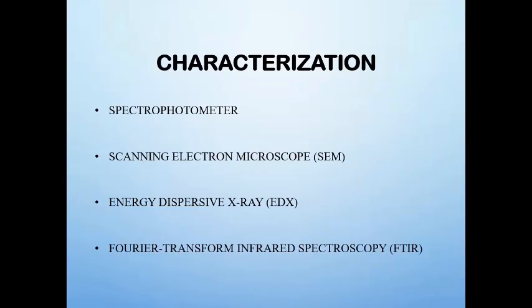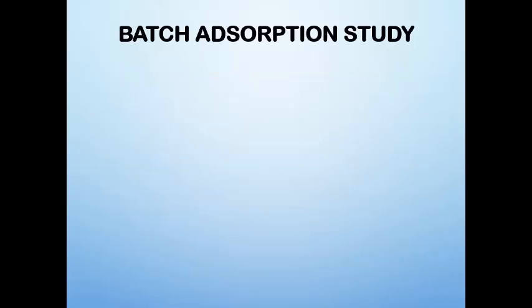I went through characterization. For that, I used a spectrophotometer for the detection of fluoride, to see how much fluoride is remaining or has been removed. Then a scanning electron microscope to find out the morphology of the biochars. Energy dispersive X-ray, that is EDX, for knowing the elemental percentage of the elements present in biochar and treated biochar. Then Fourier transform infrared spectroscopy, that is FTIR, which is basically used to know the functional groups attached to the biochar or treated biochar.